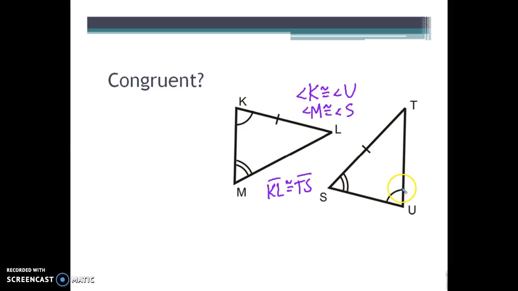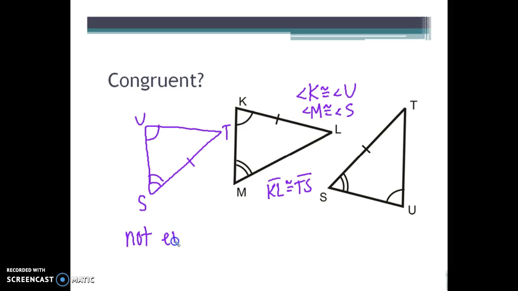So if I imagine trying to flip this STU triangle around to make it look like triangle KLM, if I flip it, the angle that's congruent with K is angle U. The one that's congruent with angle M is angle S, which leaves T over here. And I know that TS is congruent to KL. So looking at this purple triangle and the black triangle, I don't have enough information. So I do not know that these triangles are congruent, even though I have two angles and a side. They may be congruent, but I don't know.